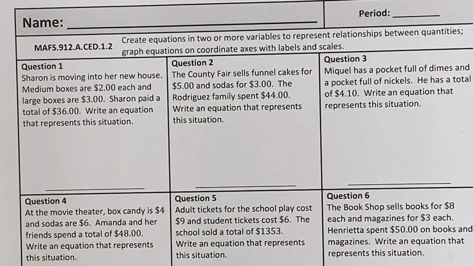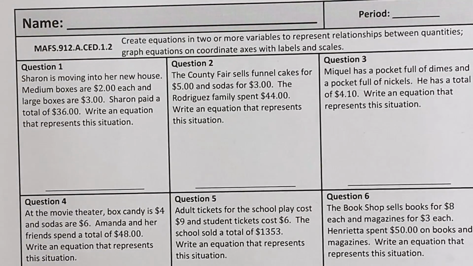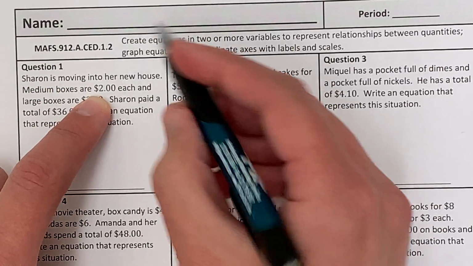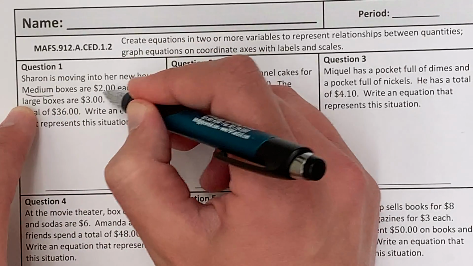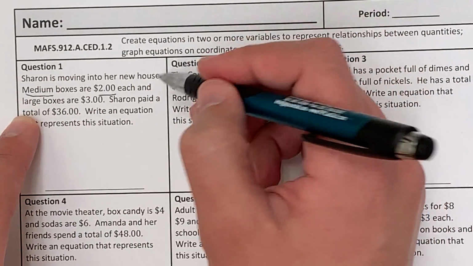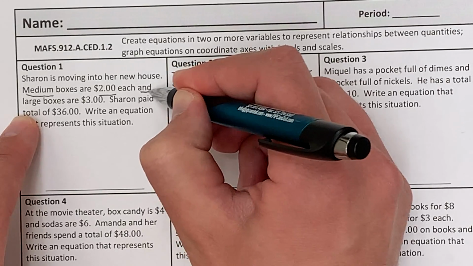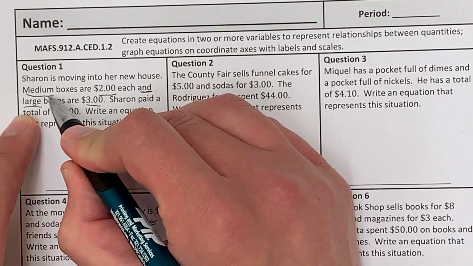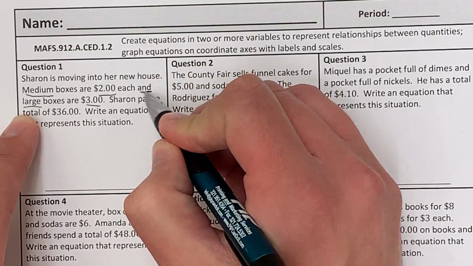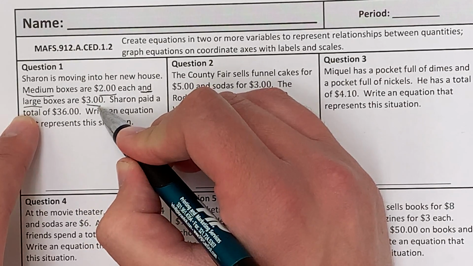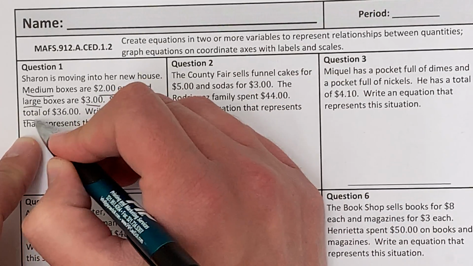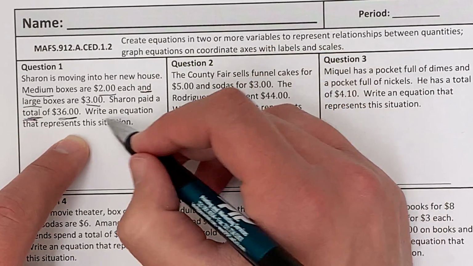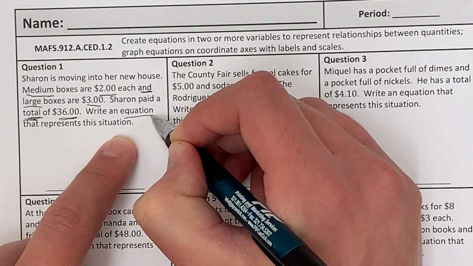So first, let's go ahead and underline our important factors. So she's moving to a new house. So medium boxes are $2. So we're going to write medium boxes are $2. So underline those. And that's pretty important because we know what that's going to translate to. And large boxes are $3. So medium is 2 and large is 3. Sharon paid a total is important, of 36. That's going to be important as well. And it says write an equation that represents the situation.